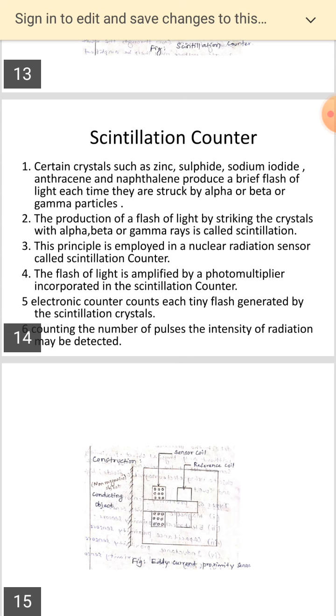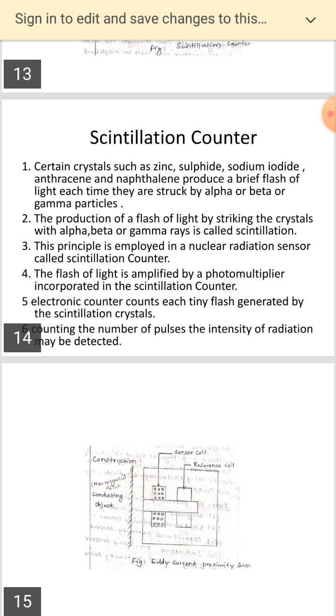Certain crystals such as zinc sulfide, sodium iodide, anthracene and naphthalene etc. produce a brief flash of light each time they are struck by alpha or beta or gamma particles. The production of a flash of light by striking the crystal mentioned above with alpha or beta or gamma rays is called scintillation. This principle is employed in a nuclear radiation sensor called the scintillation counter.